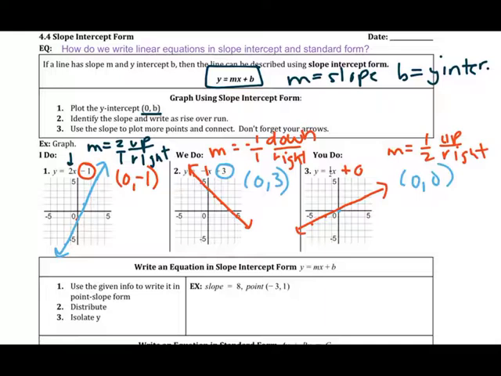So now we need to figure out, well, how do we write an equation in slope-intercept form? We just talked about how we use it once it's in slope-intercept form, but how do we actually write an equation in slope-intercept form?